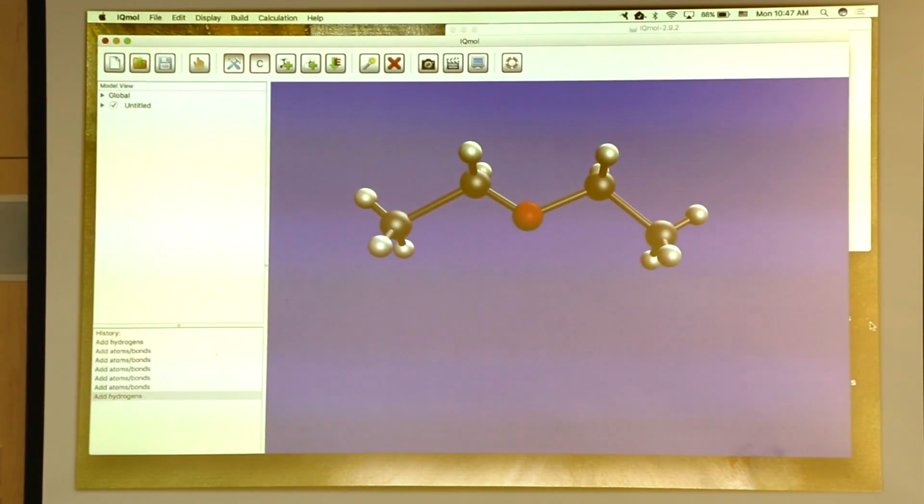And while my geometry here is not perfect, it doesn't look totally crazy, so I'll just go with that. And then the thing we're going to be most interested in is this little tab here called calculation. So calculation here has a little button that says QChem setup. So I'll do QChem setup.